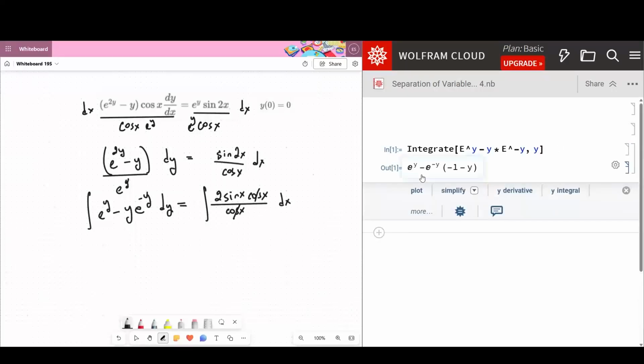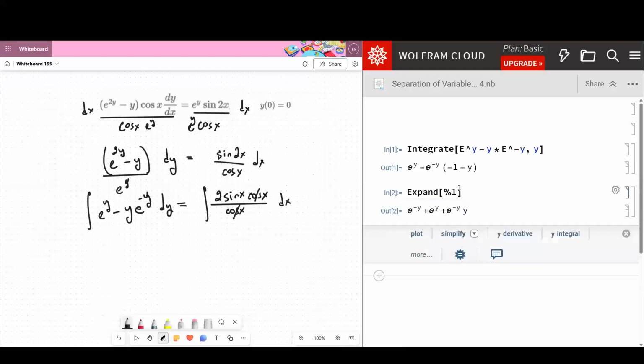Okay, so that's the result of integration. You could try to get that expanded. So in case you don't know this, %1 refers to the output of line 1. So it's the first output. Whatever is outputted here is stored in a variable that can be accessed by typing %1. So anyway, this is the expression that represents the antiderivative of this left side here.